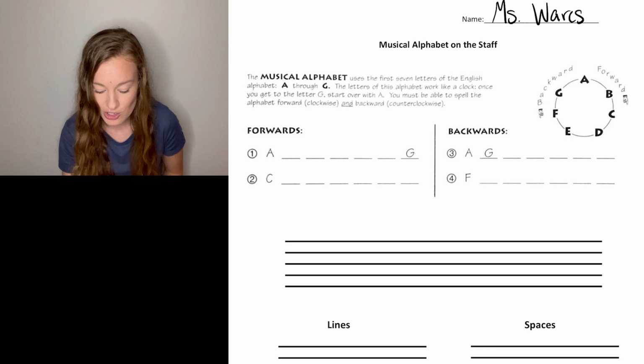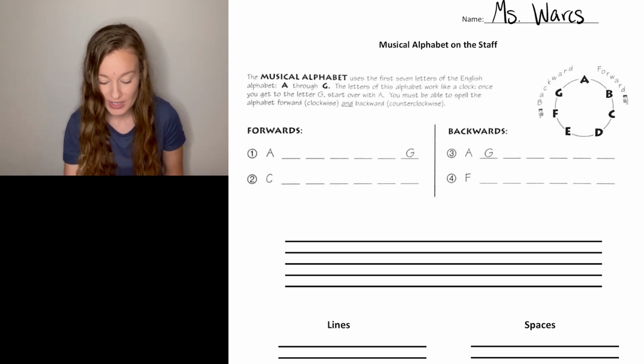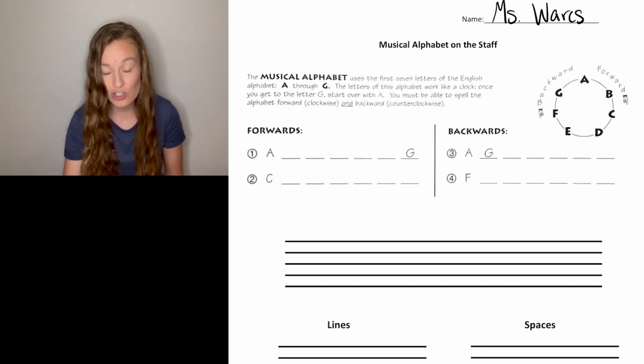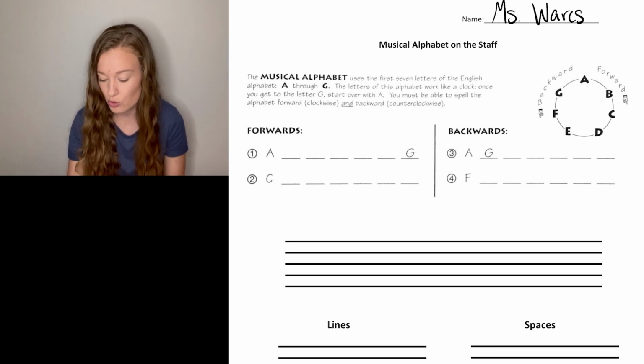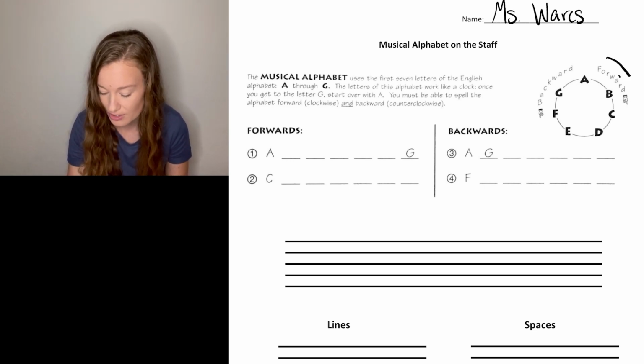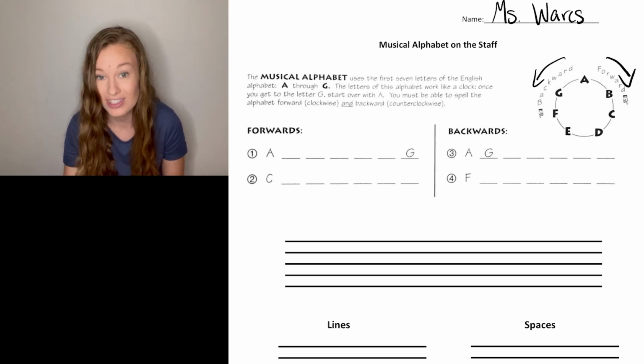The musical alphabet uses the first 7 letters of the English alphabet, so A through G. The letters of the alphabet work like a clock. Once you get to the letter G, you start over with the letter A, and it just keeps going. You must be able to spell the alphabet going forwards, which would be clockwise to the right, and backwards, which would be counterclockwise going to the left.